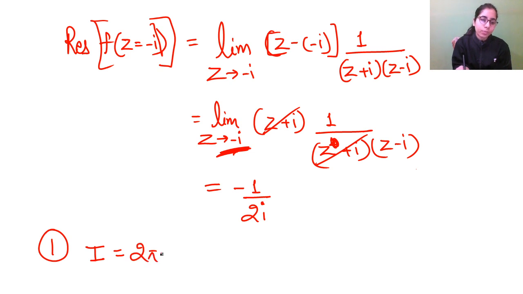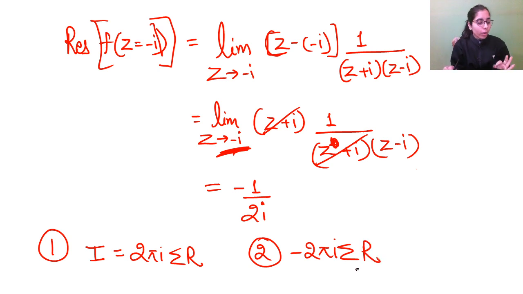First one, sum of residue at the poles which are existing within the contour. Second one, minus 2 pi iota and sum of residue. According to you, which one is correct? First or second? You just need to tell me first, then I will give you the reason about it.